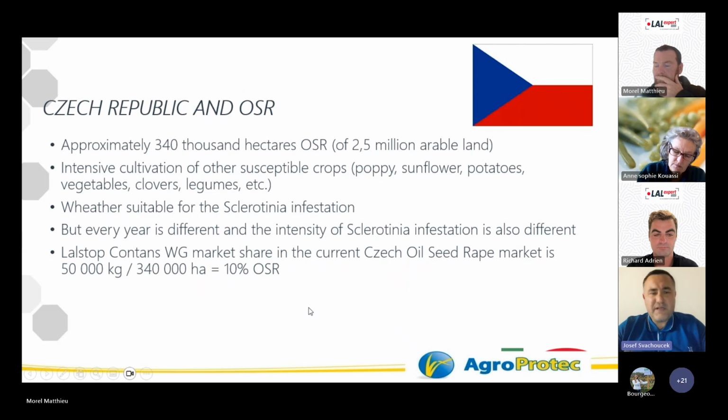A brief description of OSR in the Czech Republic. We have approximately 340,000 hectares of OSR out of 2.5 million hectares of arable land. But we have intensive cultivation of other susceptible crops such as poppy, sunflower, potatoes, vegetables, etc. And the weather is suitable for sclerotinia infestation, but every year is different and the intensity of sclerotinia infestation is also different. LALSTOP Contans WG's share in the current Czech oilseed rape market is around 10% of OSR.